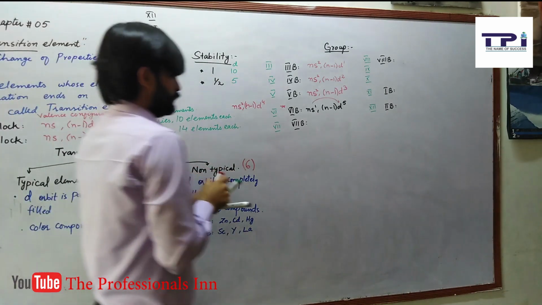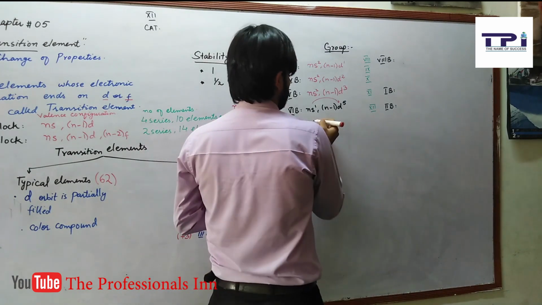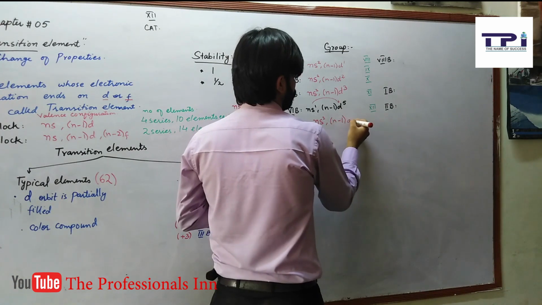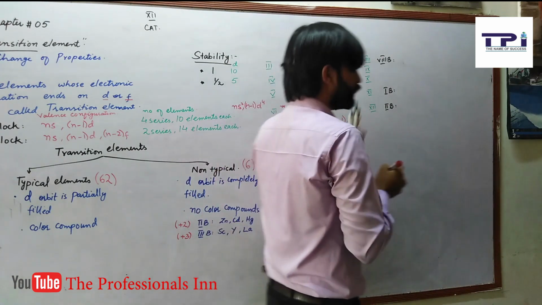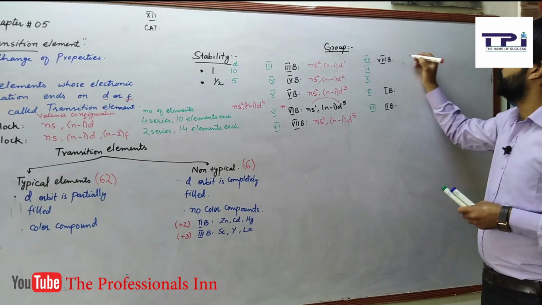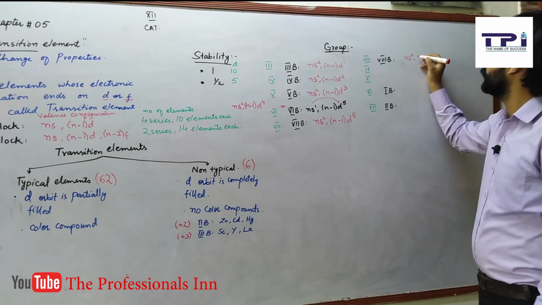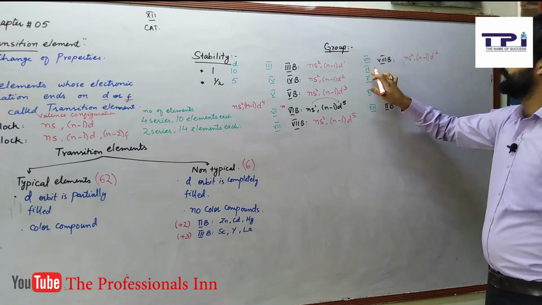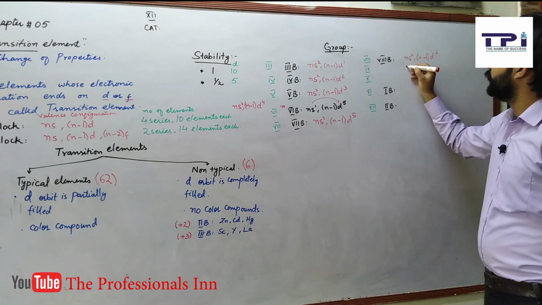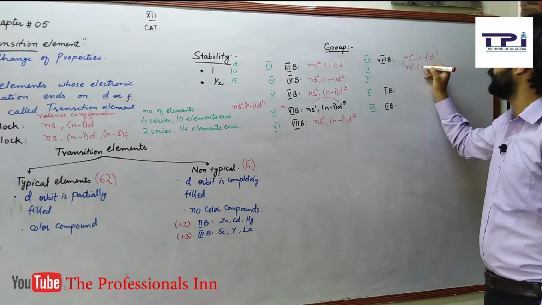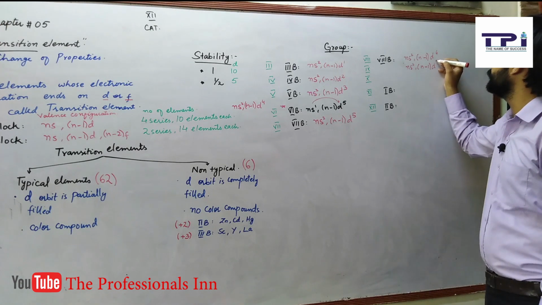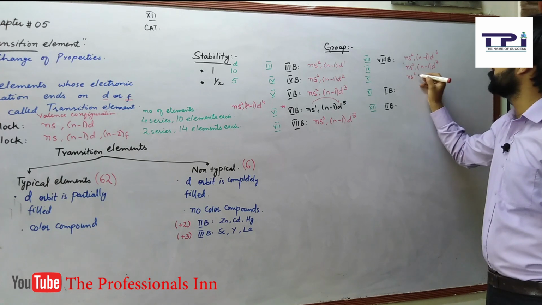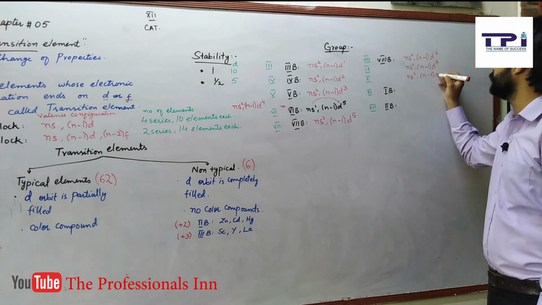Group 7b, the valence configuration usually is ns2 n-1d5. Group 8b, ns2 n-1d6. 8b as 9, ns2 n-1d7. Group 10 as 8b, ns2 n-1d8.